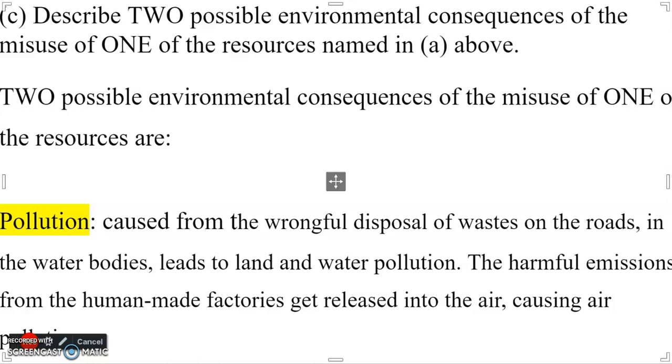5C, describe 2 possible environmental consequences of the misuse of one of the resources named in A above. 2 possible environmental consequences of the misuse of one of the resources are, we could have pollution as an environmental consequence. This could be caused from the wrongful disposal of waste on the roads, in the water bodies, leads to land and water pollution. The harmful emissions from the human-made factories also get released into the air, causing air pollution. So that was one of the answers that you could write.